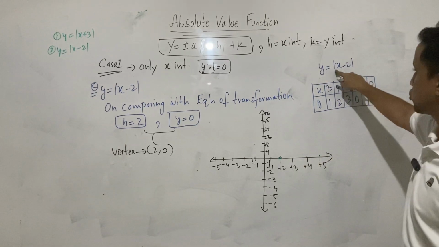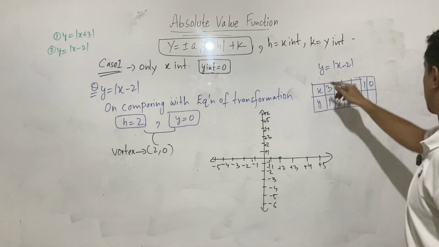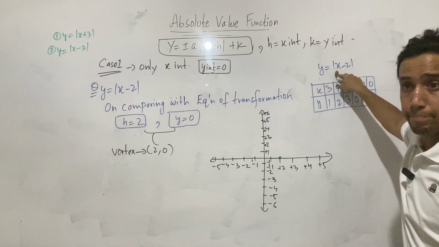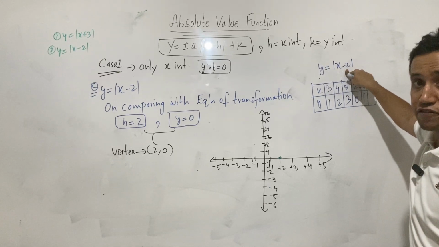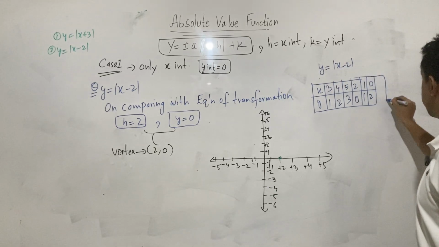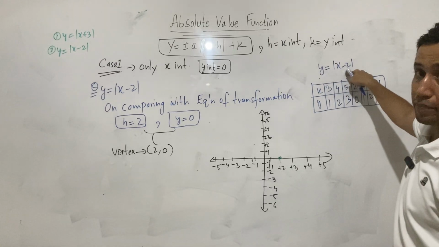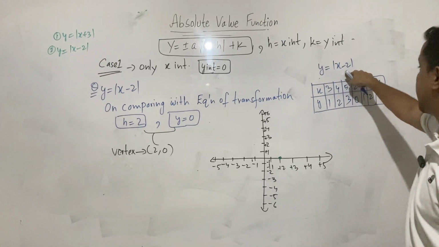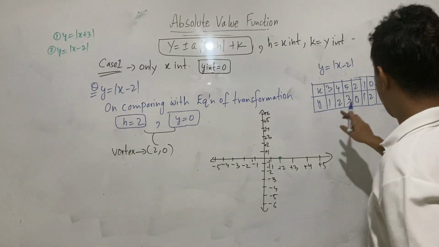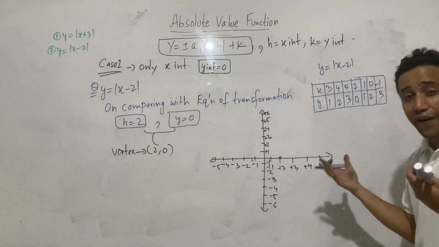For 1, it's going to be 1 minus 2. The modulus function of negative 1 is positive 1. If I put x as 0, then minus 2, and the modulus function of negative 2 is positive 2. Then here, minus 1, minus 2, negative 3. The modulus function of negative 3 is positive 3. Okay, so let's see. Now see here, you can analyze the things.